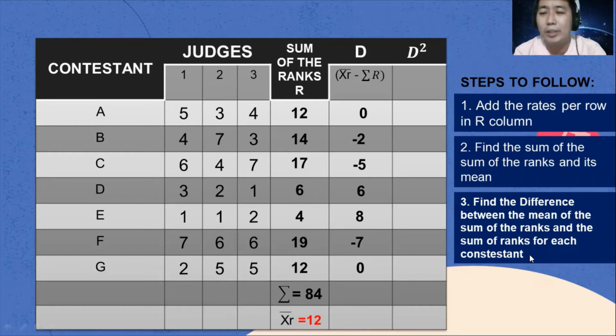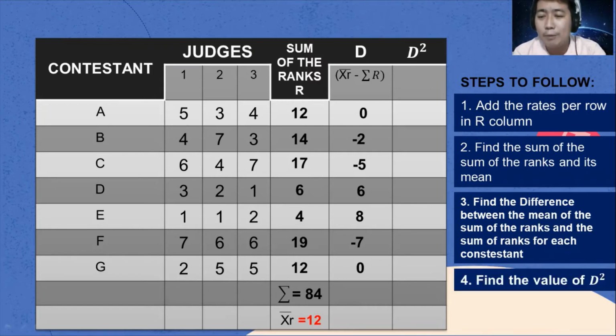That is the third step: find the difference between the mean of the sum of the ranks and the sum of ranks for each contestant. Next step, find the value of d squared. We are going to find the value of d squared by simply multiplying the value of d by itself.